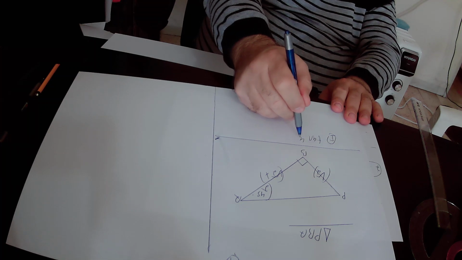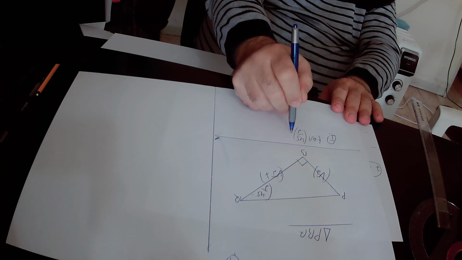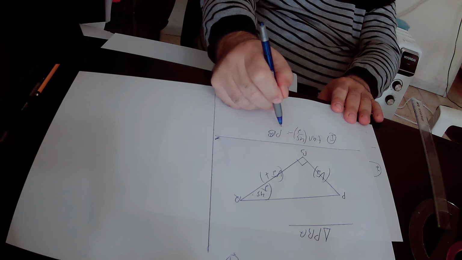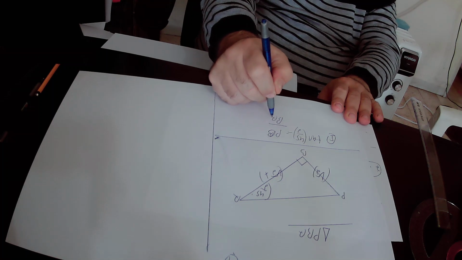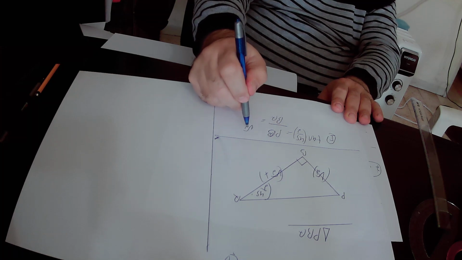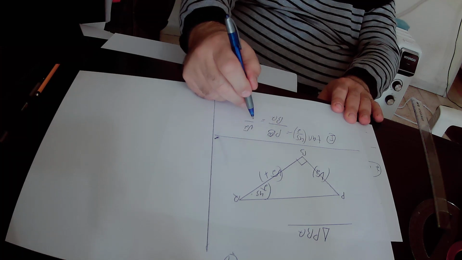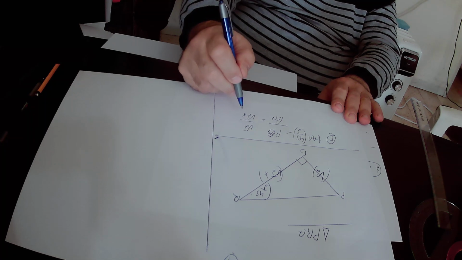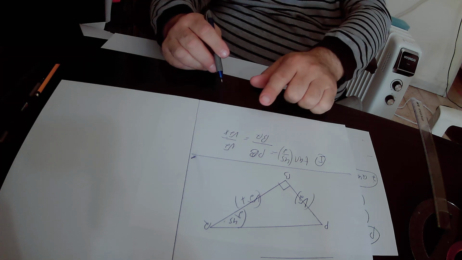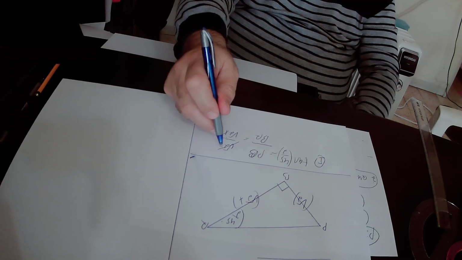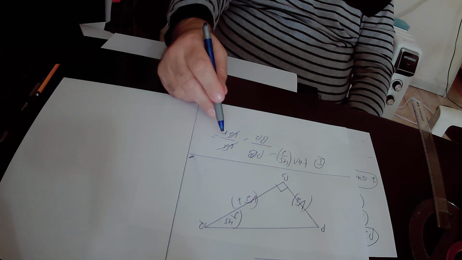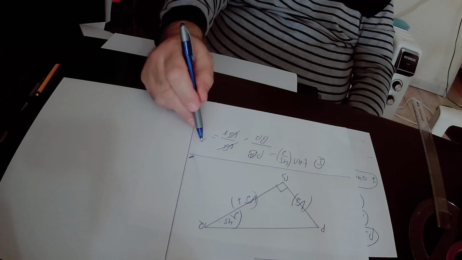Tangent 45 over 2 degrees equals PB over BQ. PB is square root of 2 and BQ is square root of 2 times x. So here we have square root of 2 in the numerator and square root of 2 in the denominator, so square root of 2 will get cancelled. And this expression, after we cancel square root of 2, equals 1 over x.